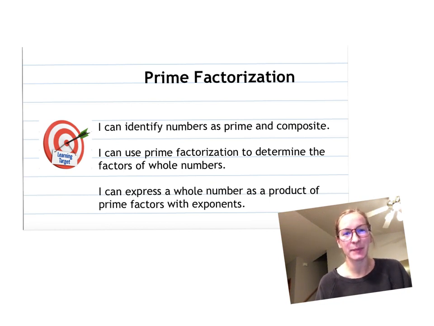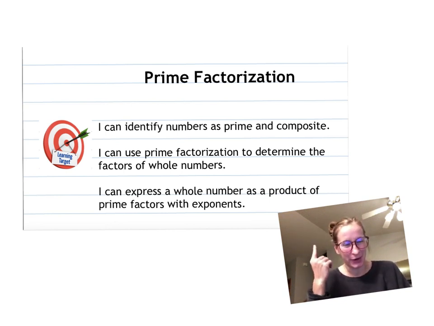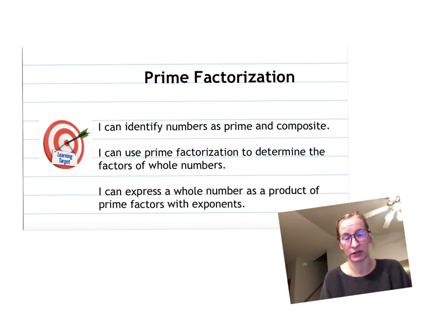A little vocab heavy, but if you think about what the words mean, you'll be okay. So our learning targets are that I can identify numbers as prime and composite. You've done this, so activate that prior knowledge. I can use prime factorization to determine the factors of whole numbers. Again, factors, we'll talk about that word. And I can express a whole number as a product of prime factors with exponents. So you're going to activate some prior knowledge of multiplying and dividing. You can do this.